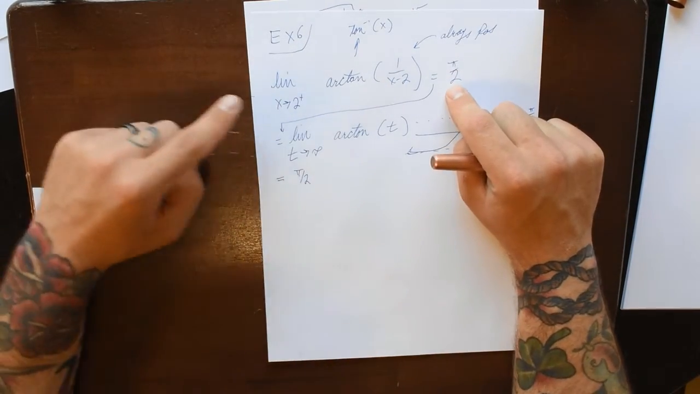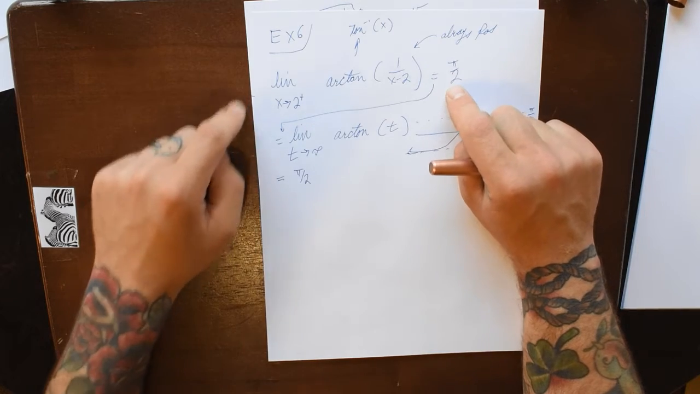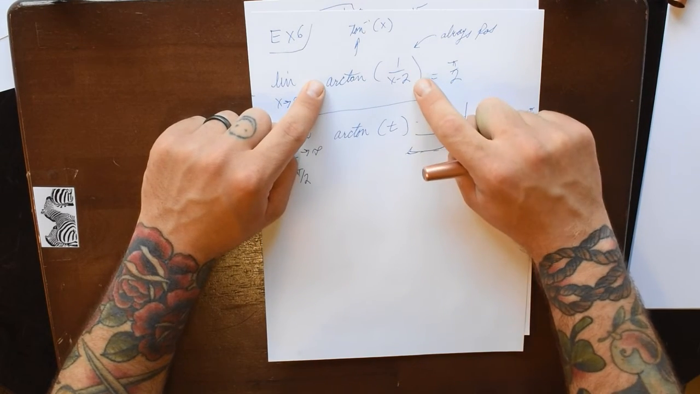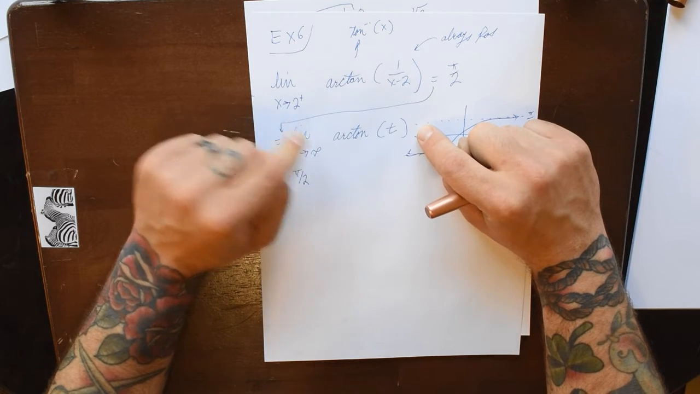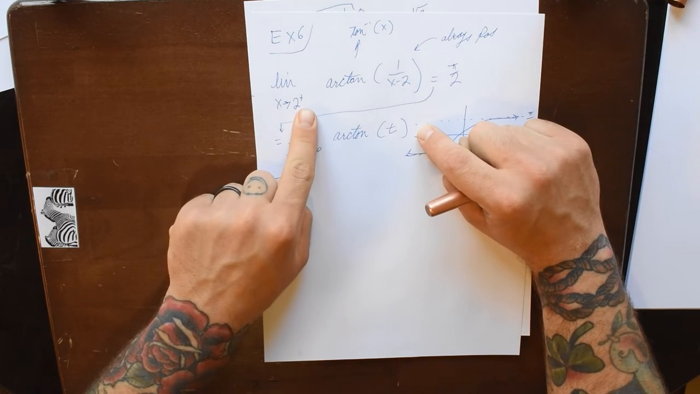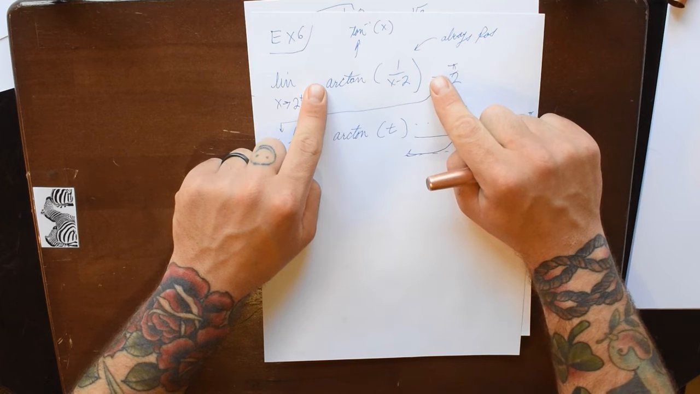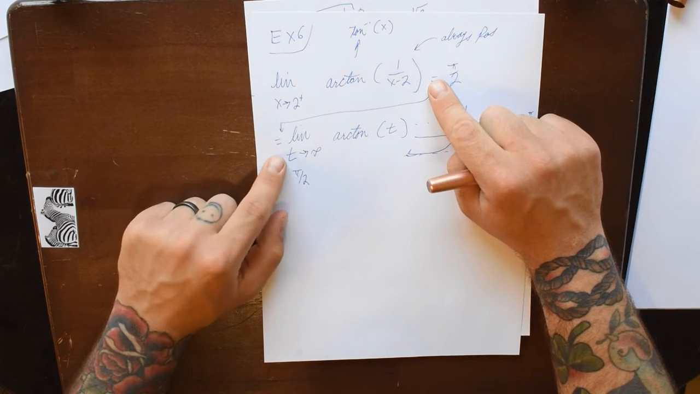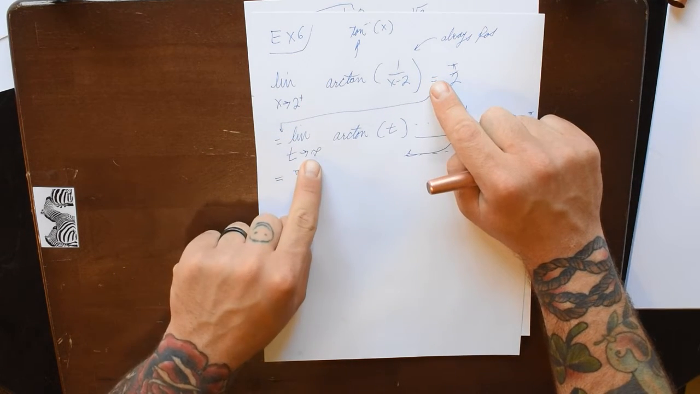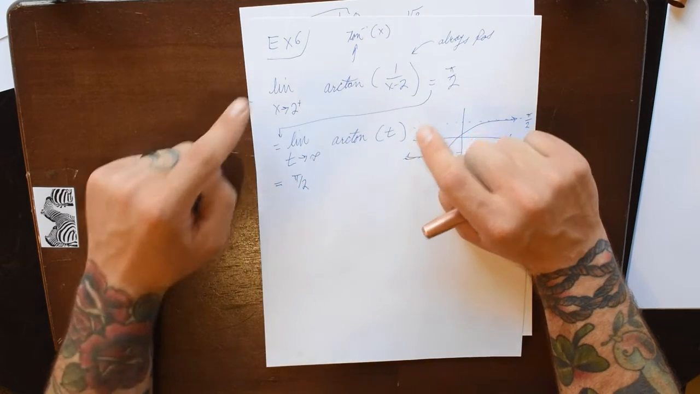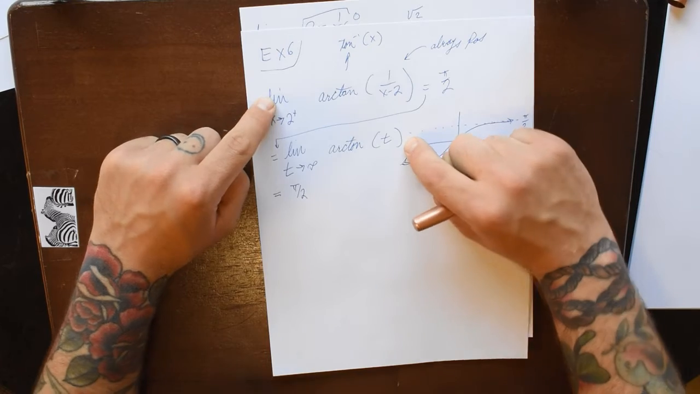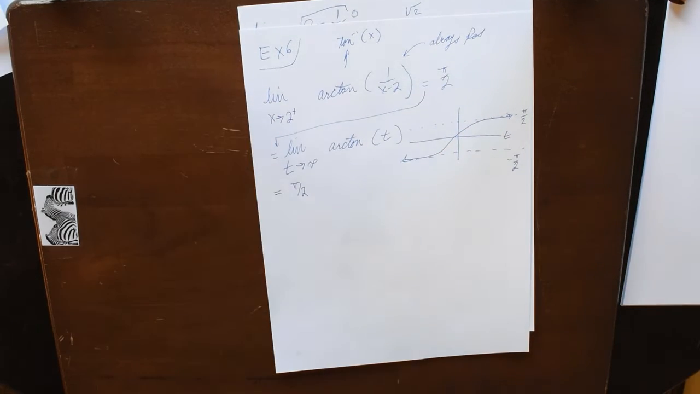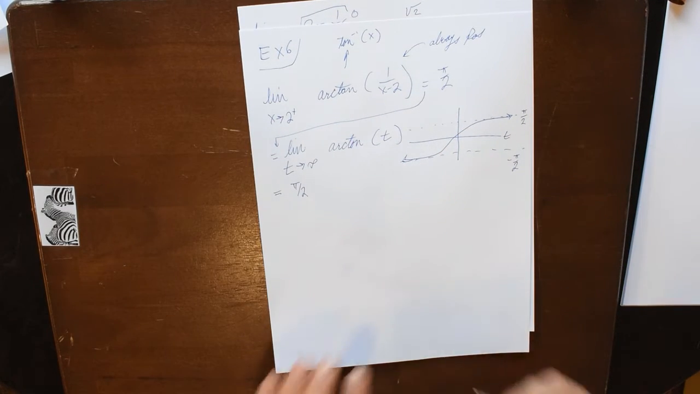But know that you can do limit substitutions, because the arctan of 1 over x minus 2 is not the same as the arctan of t, but the limit as x approaches 2 from the right of arctan of 1 over x minus 2 is equal to the limit as t approaches infinity of the arctan of t. That's what we're saying with this equal sign right here, that these two limits are equal. So, another example of that substitution.